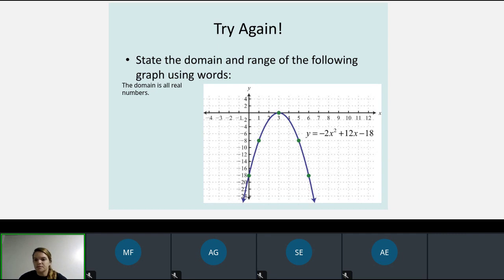And then the range. So Sarah, I totally get what you're saying. Just be careful because remember range. You're right. That is the highest point, but range is the y value. So you listed 3, which is our x value at that point. But remember, we want to list the y value for range.